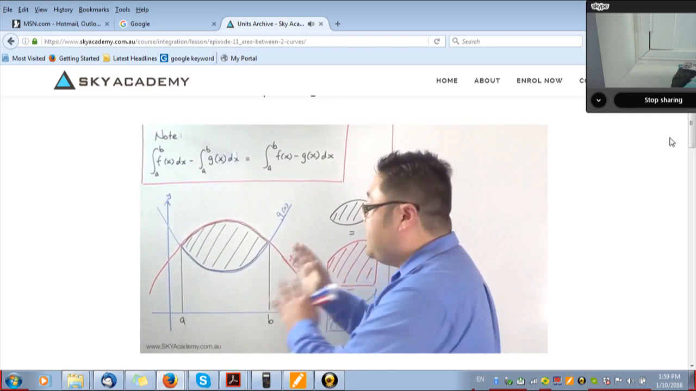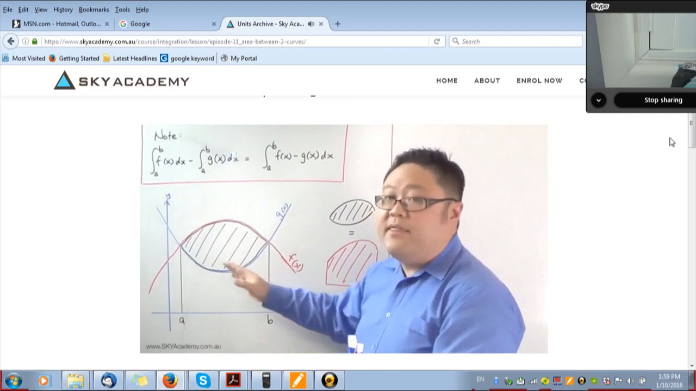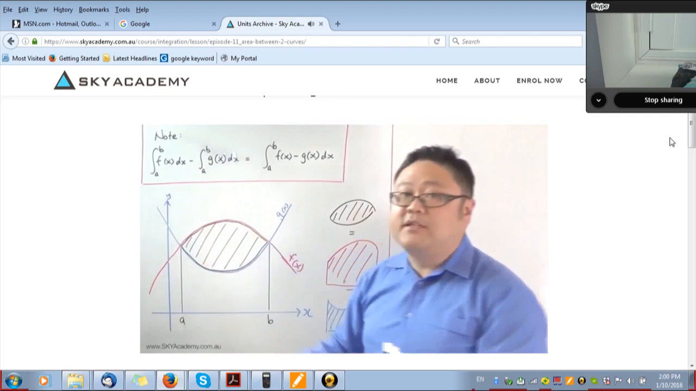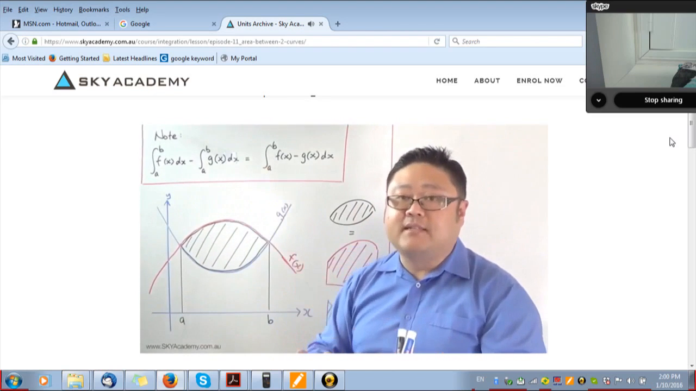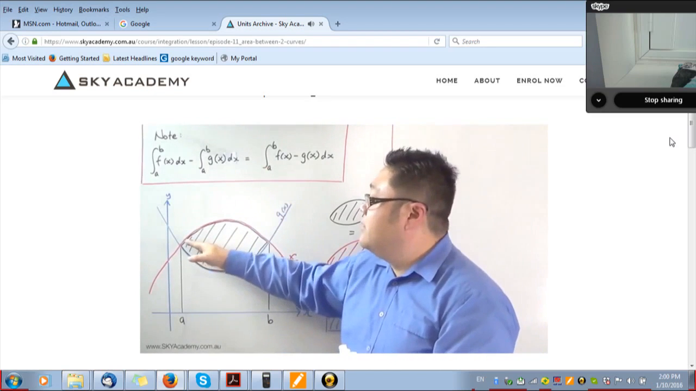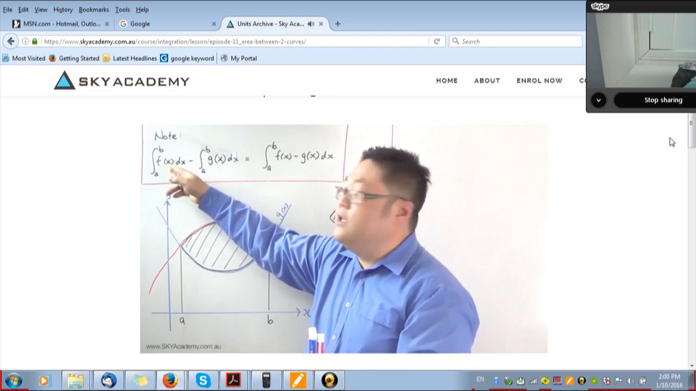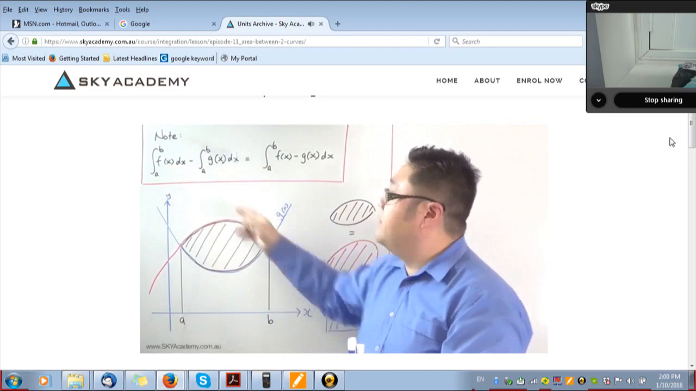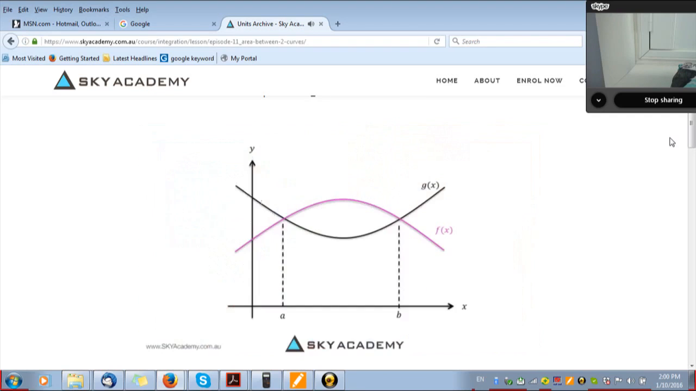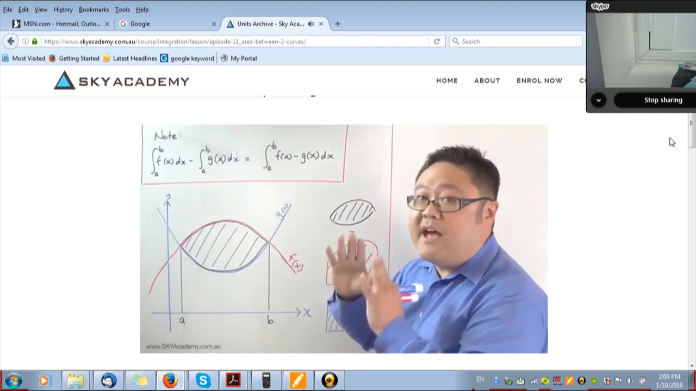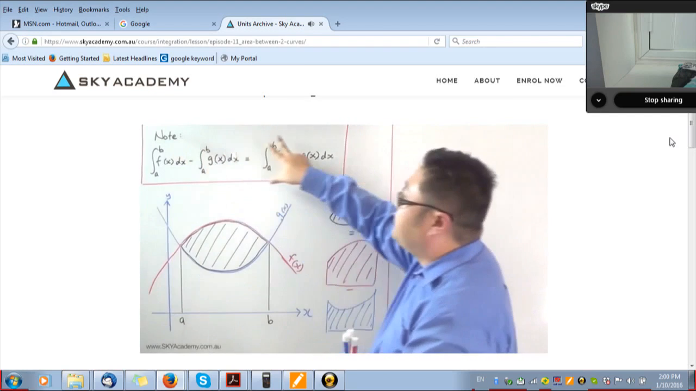If you think hard enough, you will realise that it doesn't matter whether either of these curves go above or below the x-axis. To work out the area between those two curves, you simply subtract the integral of the bottom graph from the integral of the top graph. Does that make sense? So it really doesn't make a difference. Okay. Now, the other thing that I want to mention is this note, right?